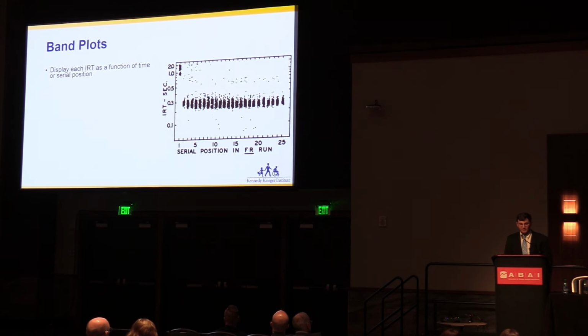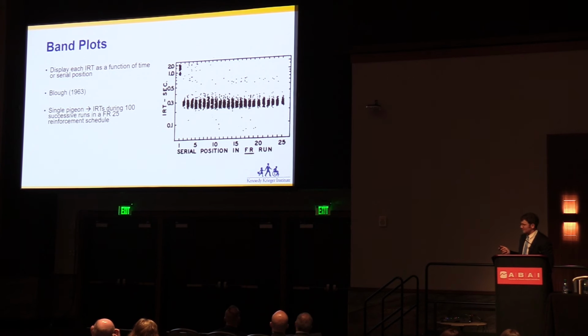But we can get a sense of variability by constructing band plots. Band plots are neat plots where you simply display each inter-response time. You either incorporate a coefficient of time into session, so you display each inter-response time as a function of elapsed time in session, or you can display each IRT as a function of serial position. I'm going to nerd out for a minute, but I love this study.